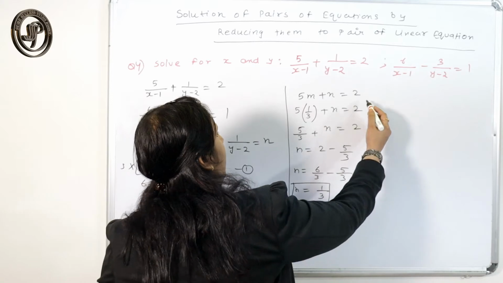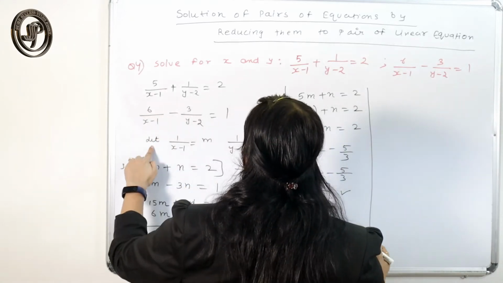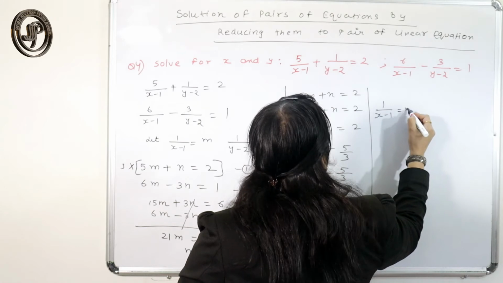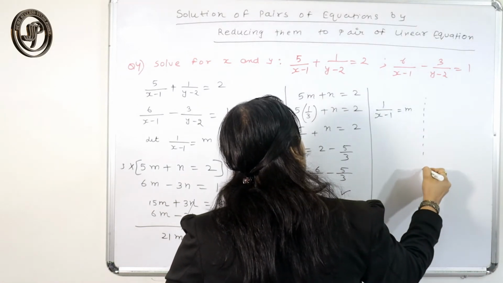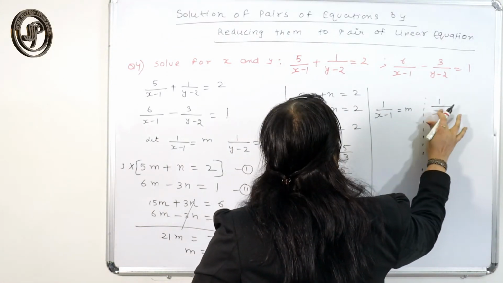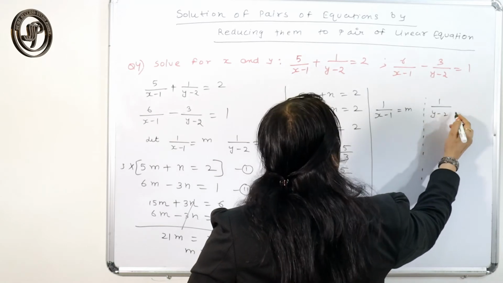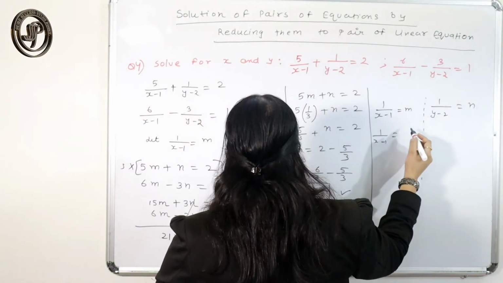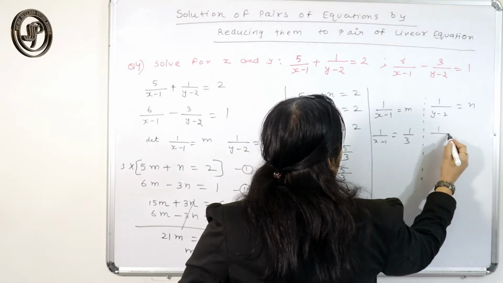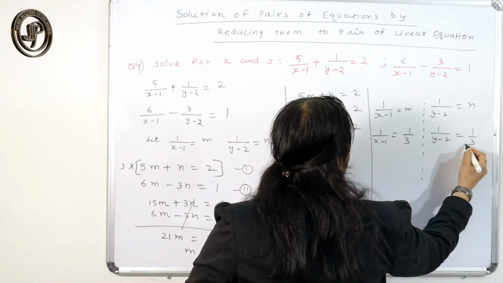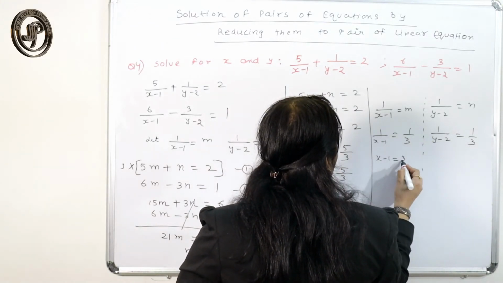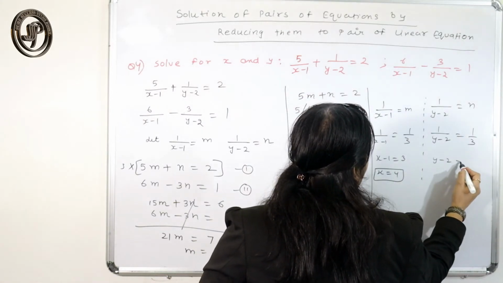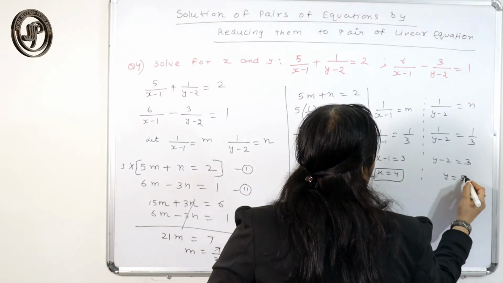Now put the values of m and n in the equations that you have substituted. 1 upon x minus 1 is m, and 1 upon y minus 2 is n. So 1 upon x minus 1, m is your 1 by 3 and n is also 1 by 3. If you cross multiply, you get x is 4 and here if you cross multiply, you get y as 5.